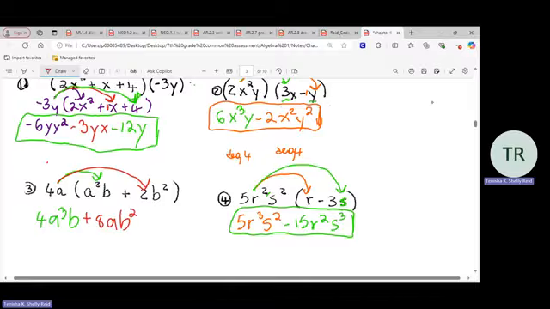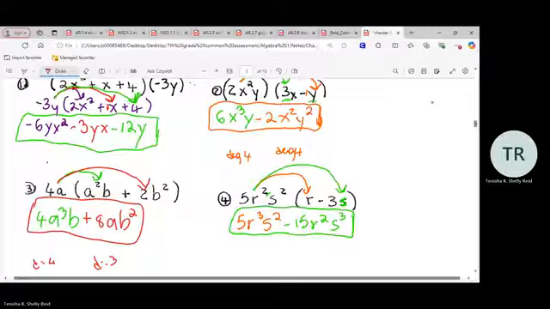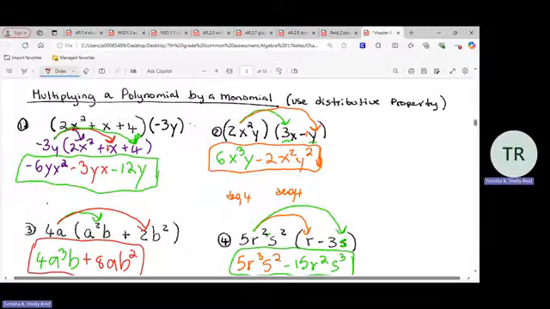This has a degree of 4, and this has a degree of 3. 4 and 3. So they are in standard form. We are good to go. So that was a polynomial by a monomial.